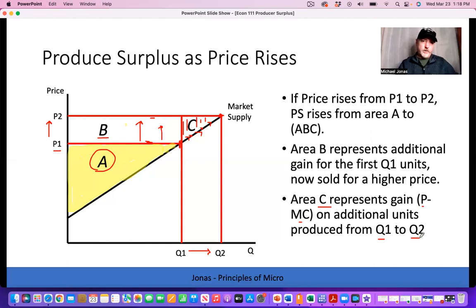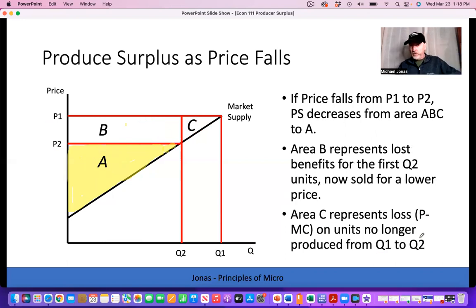Price giveth, price taketh away, right? So if the price falls, of course, all of that's going to evaporate. So just turn all that around. Imagine we start at price level P1. So all of that area A, B, and C represented producer surplus. But when the price comes down, we're going to go right back in the other direction, decreasing our quantity supplied. And of course, the area under the new price above our supply curve is just going to be area A.